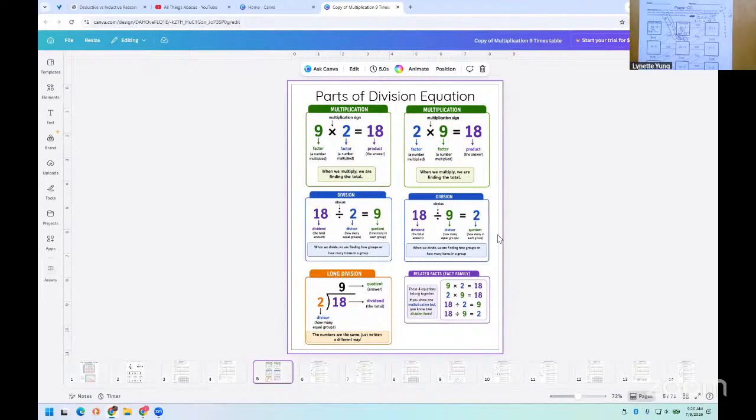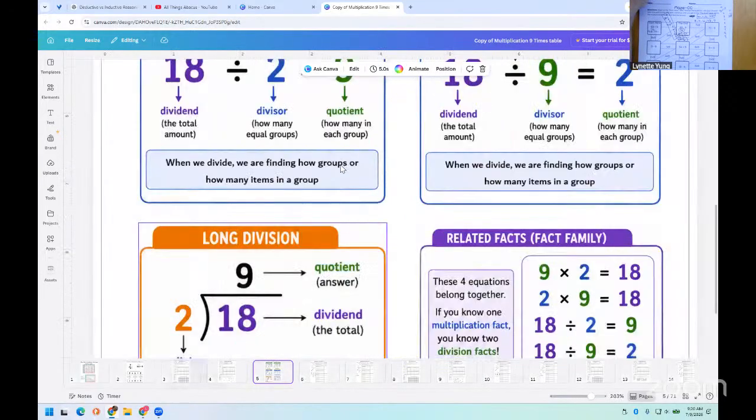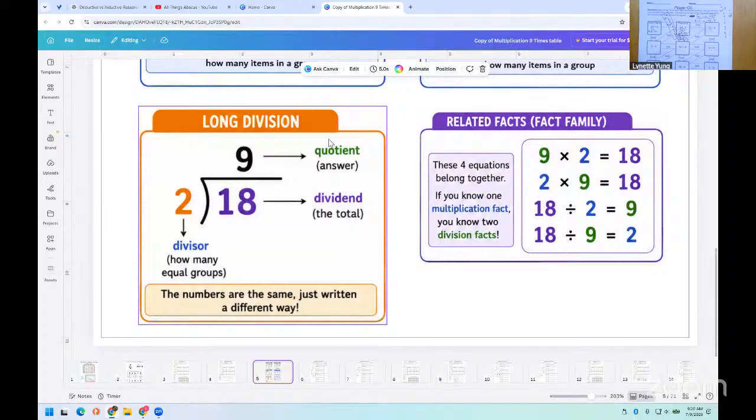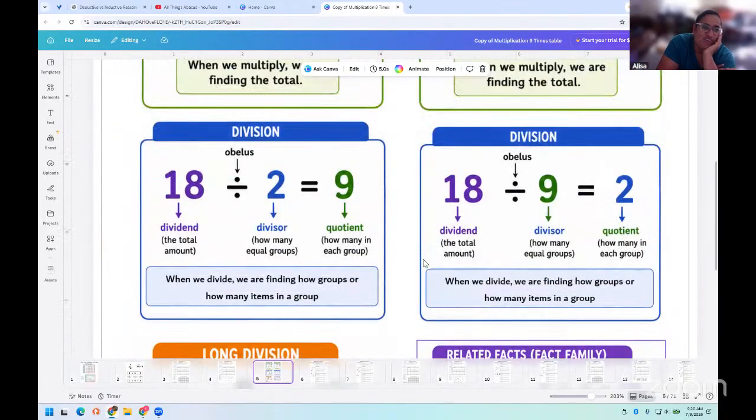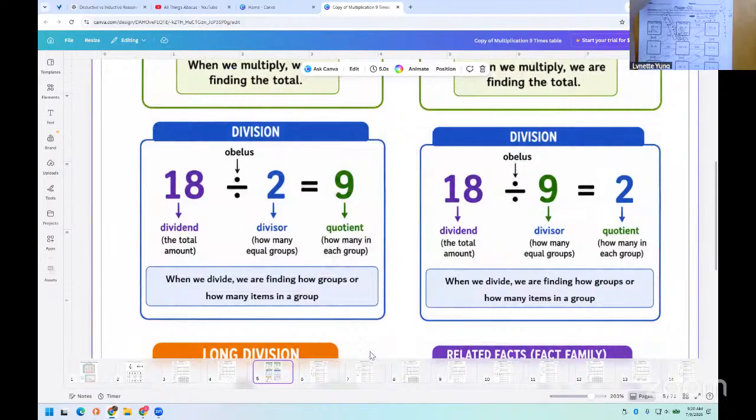I understand. So I drew it out and I made AI make it look pretty. But this is coming from my head. And I wanted to make sure I introduced what long division looks like. So you have the quotient, the answer, the total, which is the bigger number, and then the divisor. That's the groups. Oh, it's so beautiful. Thank you.